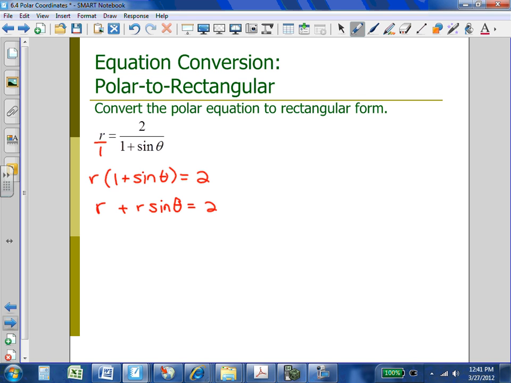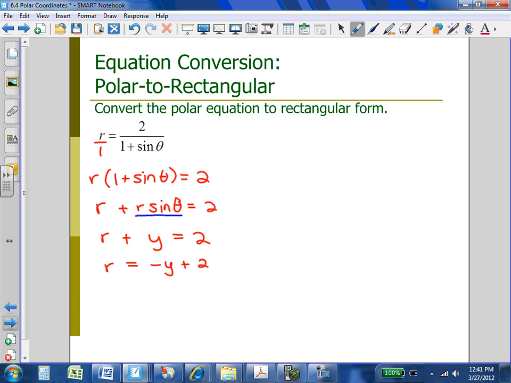Now I like what happened there because right here, r sine theta, we should recognize that as y. So right now I have r plus y equals 2. Now I still haven't gotten rid of my y value or my r value yet. So we're going to work on that. Let's get r by itself. So I have r equals negative y, moving it to the other side, plus 2.